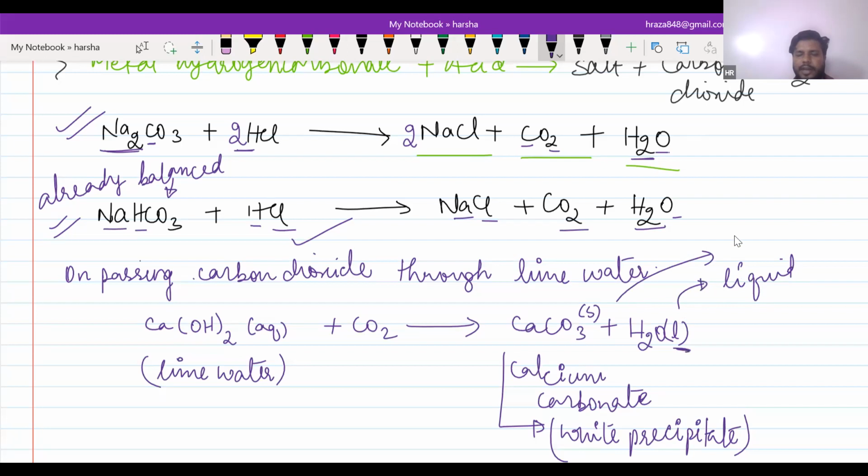This S is for solid. If there is G, that stands for gas, physical state. And if it is AQ, that means aqueous, in water.